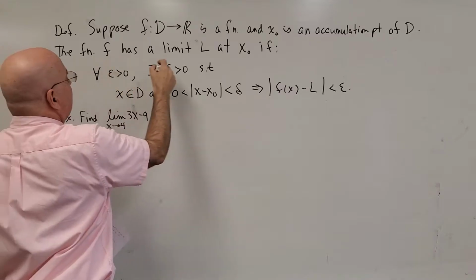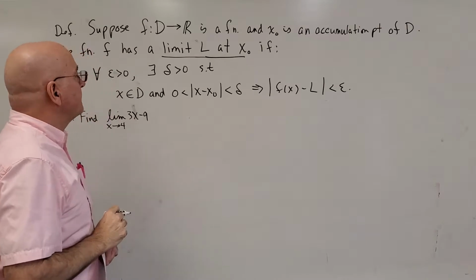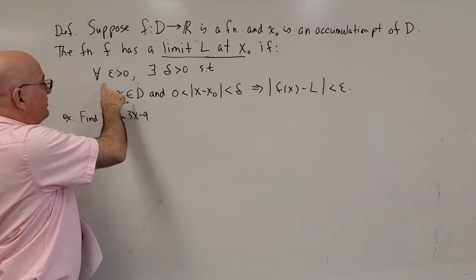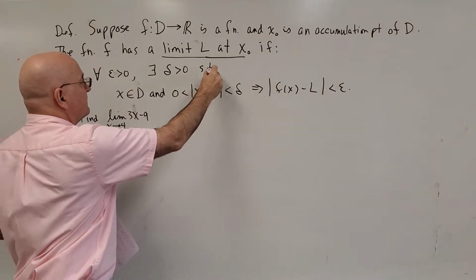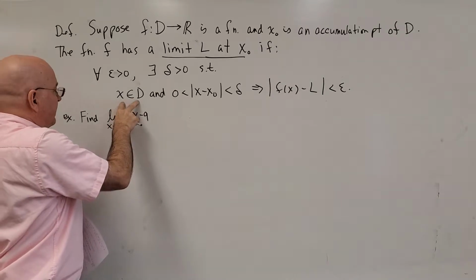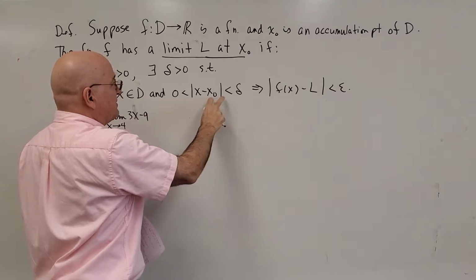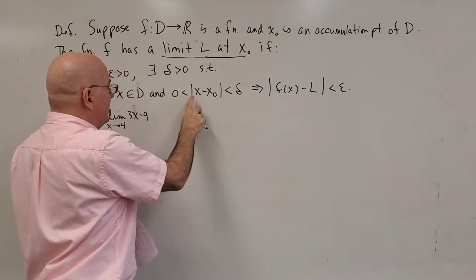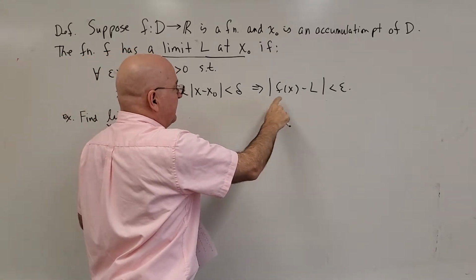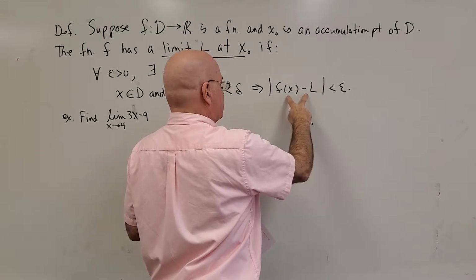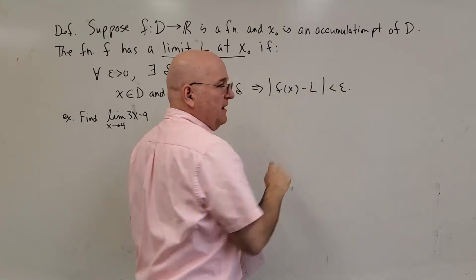The function f has a limit, L, at x naught if for every epsilon greater than 0, there exists a delta greater than 0, such that if x is in D, in the domain, and it is very close, within delta of x naught, although not equal to x naught, then |f(x) minus L| is less than epsilon. So the height of the function is very, very close, within epsilon of capital L.